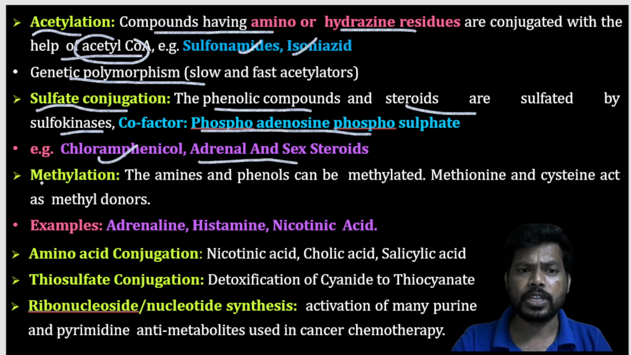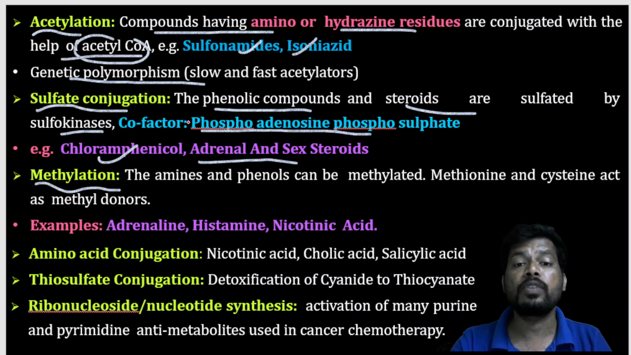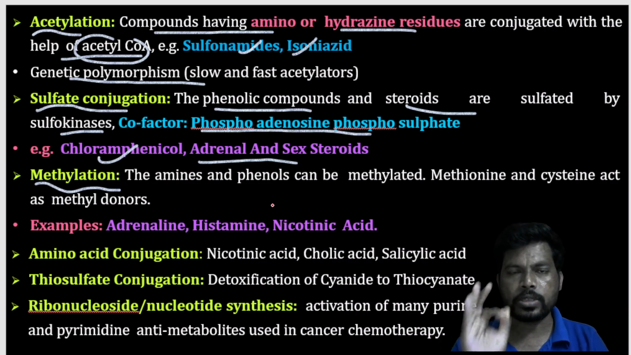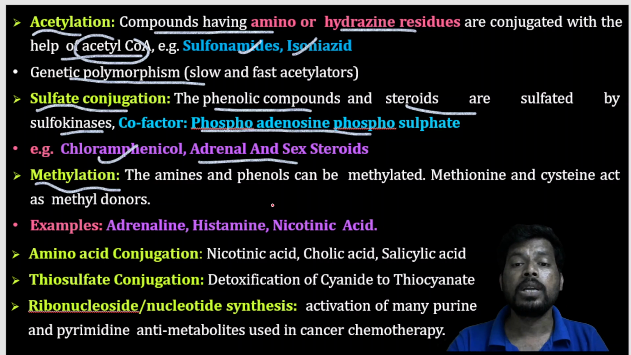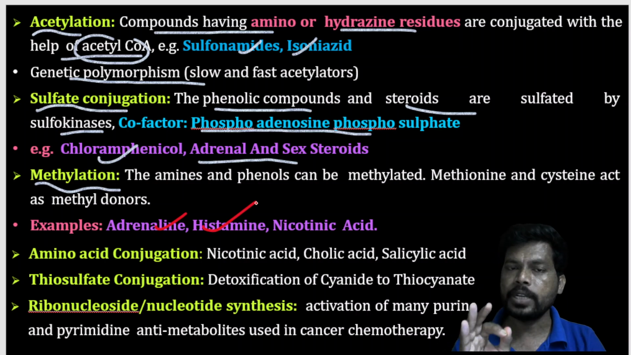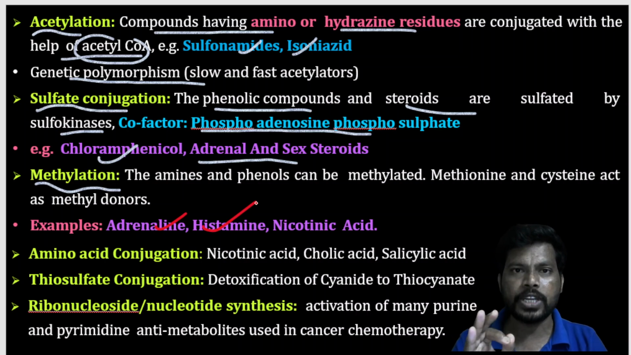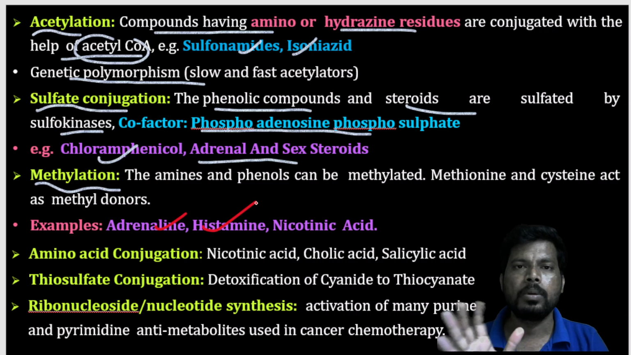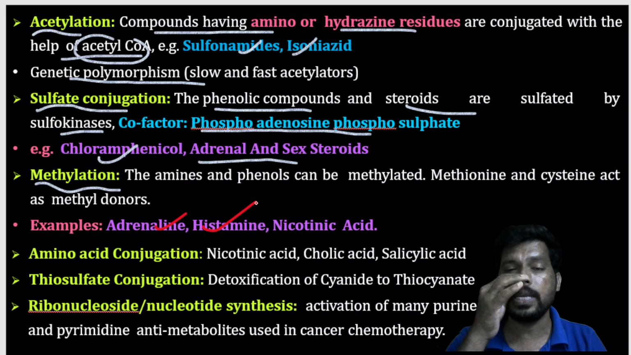Next is methylation. Methylation is also one of the biotransformations under phase 2 conjugation reactions, but generally it is not regarded as a true detoxification because it is involved in the synthesis of substances like ethylene as well as histamine. So methylation is not a true detoxification or true drug metabolism, because it is involved in the synthesis of substances like ethylene as well as histamine.